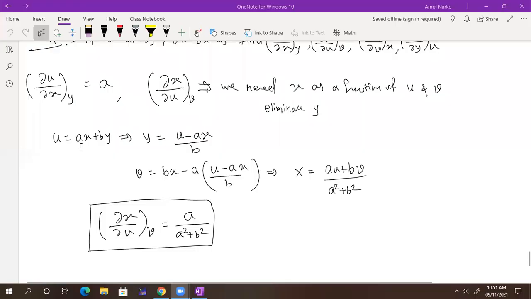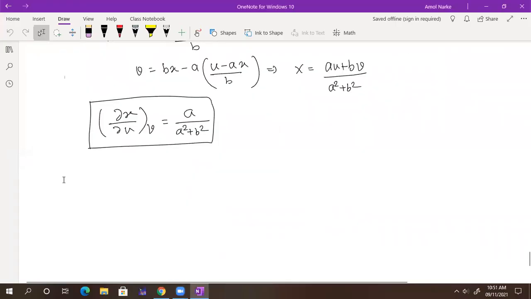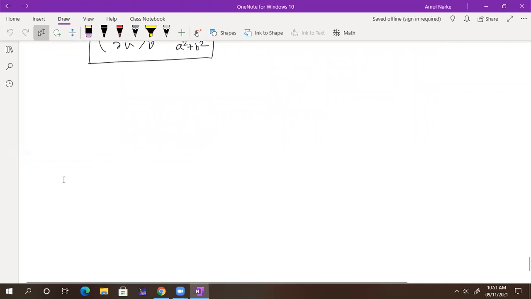So without wasting time, I will share my screen. Is my screen visible to you all? Yes. Okay. Yes, sir. So let's write down the heading: homogeneous function.